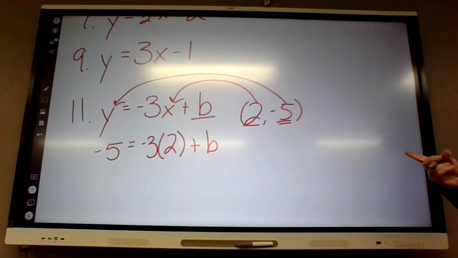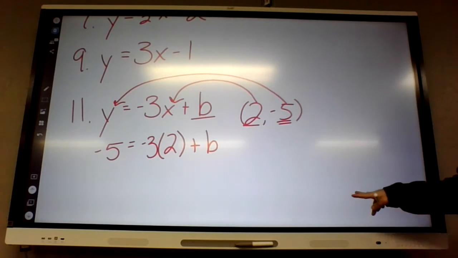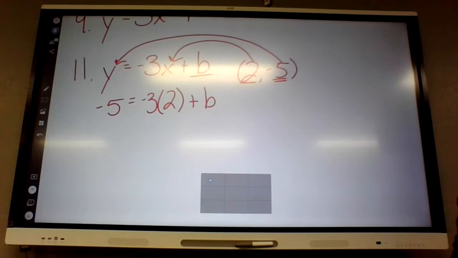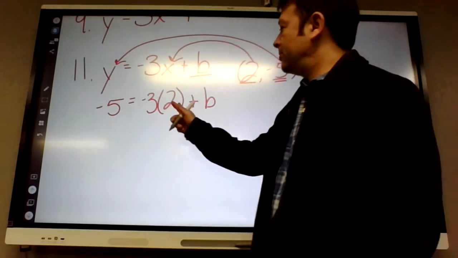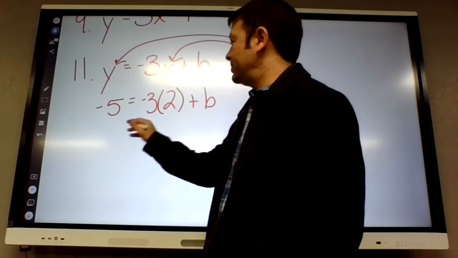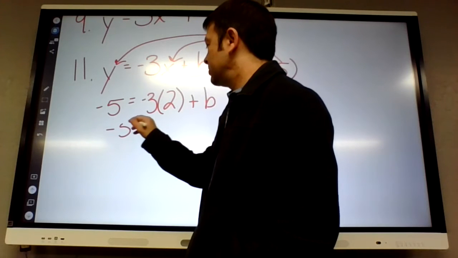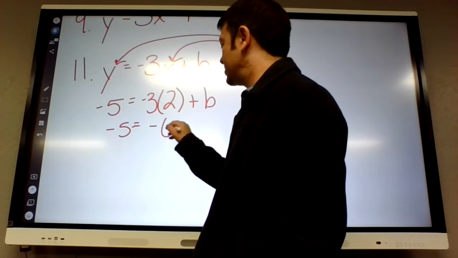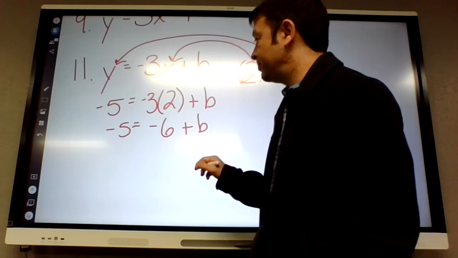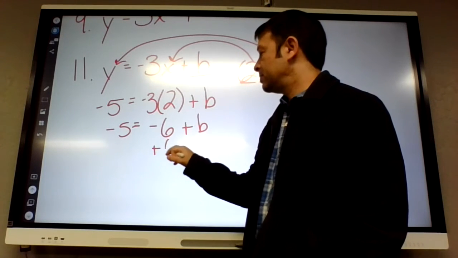This is kind of the heart of this lesson. This is where you actually have to use your brain a little bit. Any questions on what I've done so far? No. Okay. So multiply first. Negative 3 times 2 is negative 6. Then how do I solve that for b? Plus 6 on the other side. Plus 6.